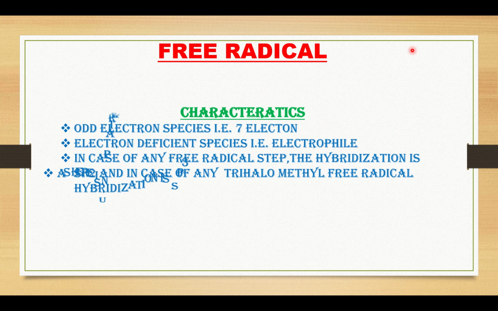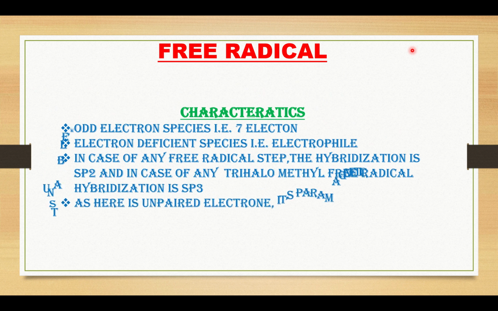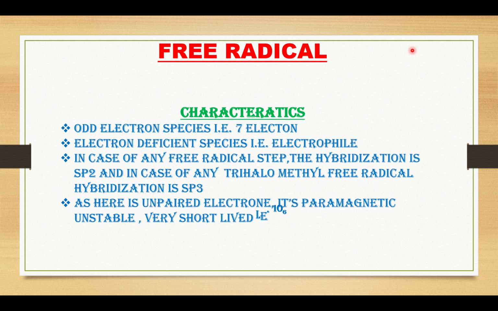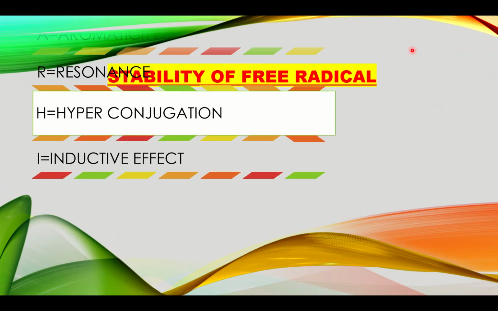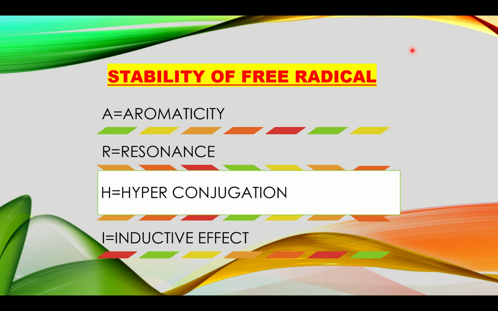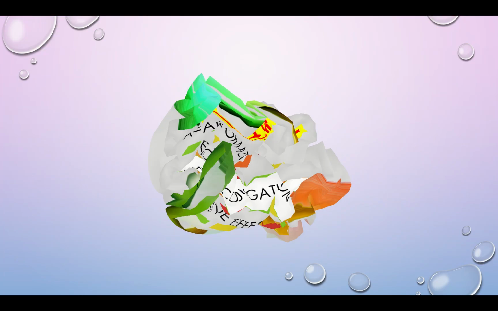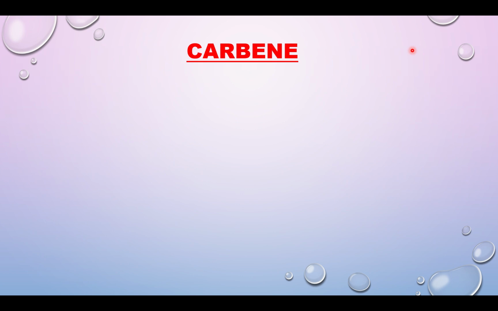In case of any alkyl free radical, the hybridization is sp2, and in case of any trihalomethyl free radical, the hybridization is sp3, as here there is an unpaired electron. It's paramagnetic, unstable, very short lived, that is 10 to the power minus 6 seconds. Now comes the stability of the free radical. On the basis of the same things, similar to a carbocation, at first you have to check aromaticity, then resonance, then hyperconjugation, then inductive effect.